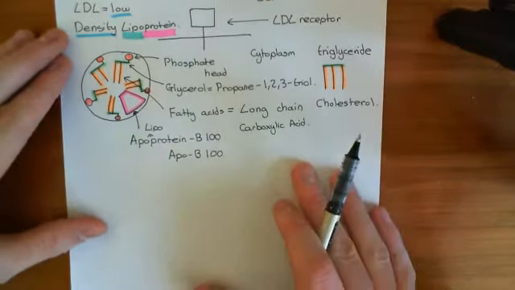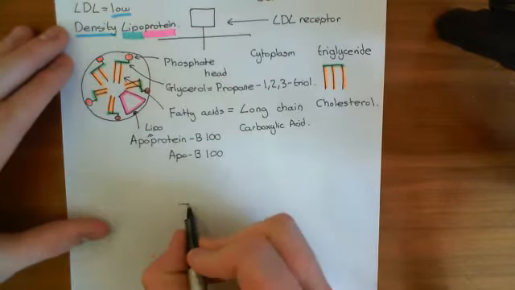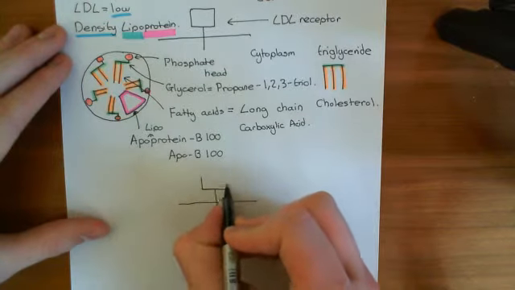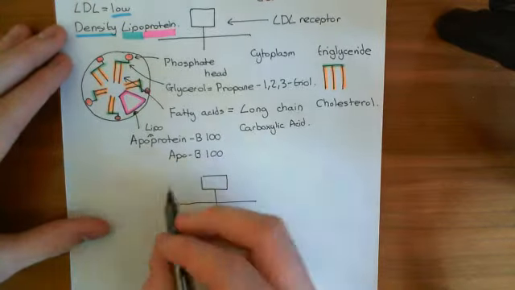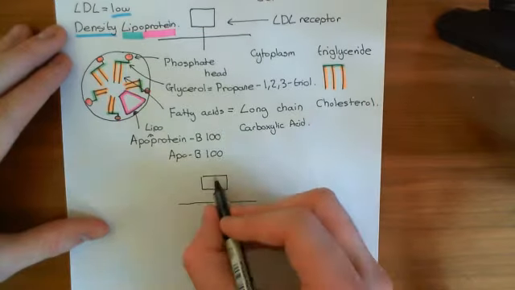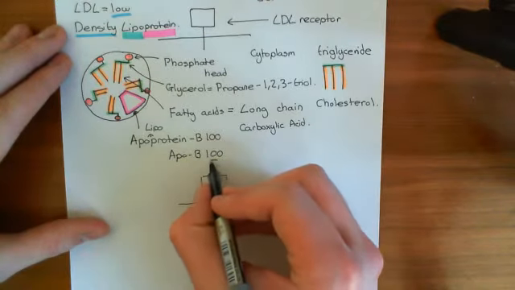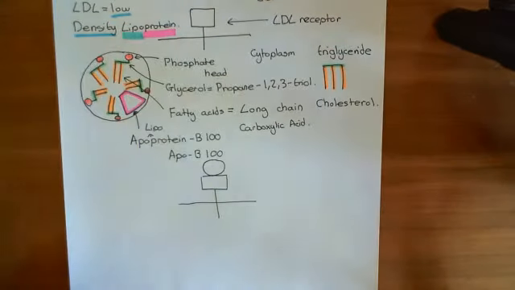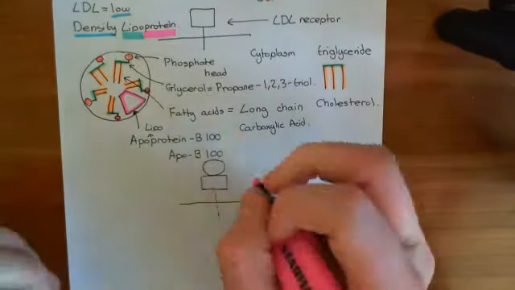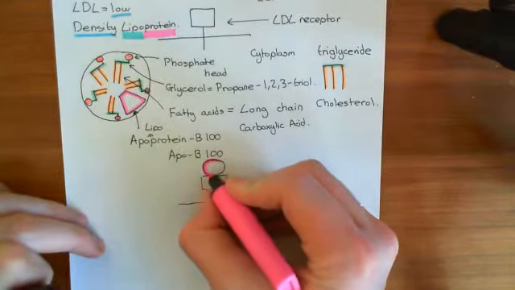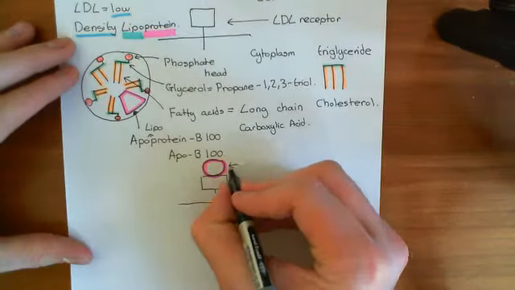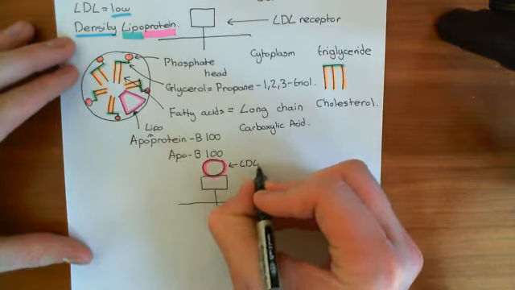Now how does this work? Well, basically, what usually happens is the hepatocyte will have an LDL receptor on it. So here is the hepatocyte membrane with the LDL receptor on it. The LDL particle will come here, and we'll denote this LDL particle just as a pink blob from now on. So here comes our LDL particle.